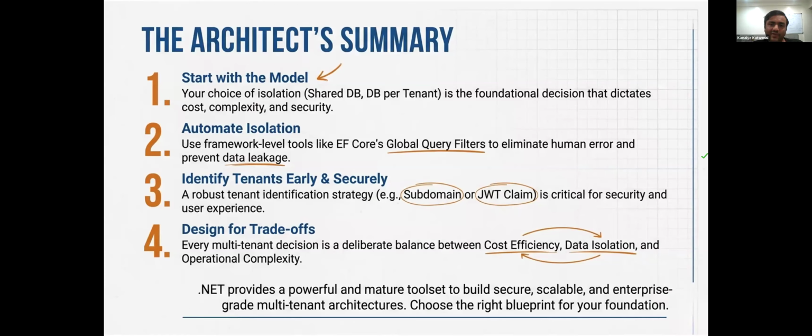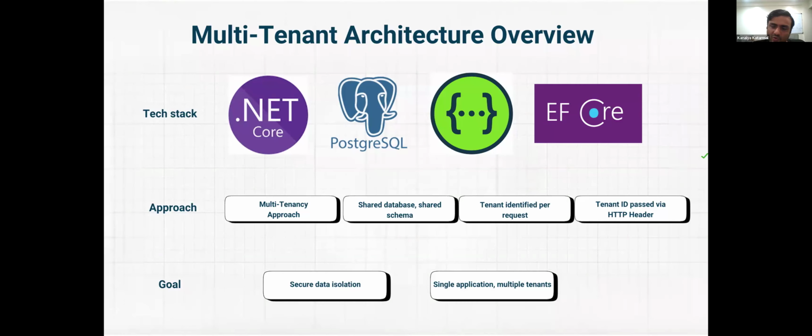In my demo, I will show you the code. My tech stack is .NET Core, and I will use PostgreSQL. For the demo, I will use Swagger to show insert and get operations, and I will use Entity Framework. In my approach, I will go with a shared database, and in every request I have to pass the tenant ID. My goal in the demo is to secure data so no one can see another tenant's data. I will deploy the application as a single application with multiple DBs.